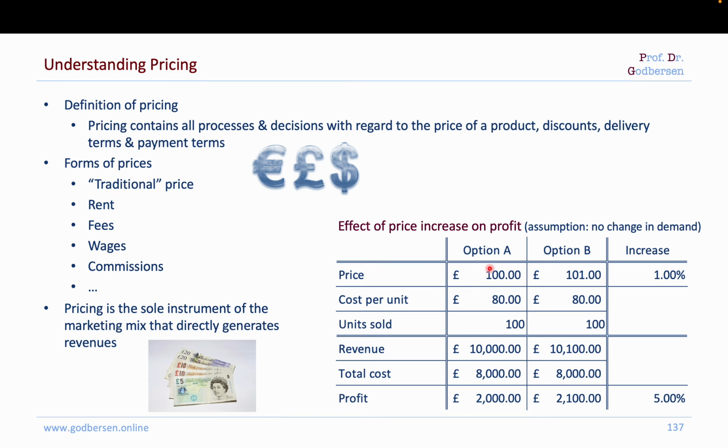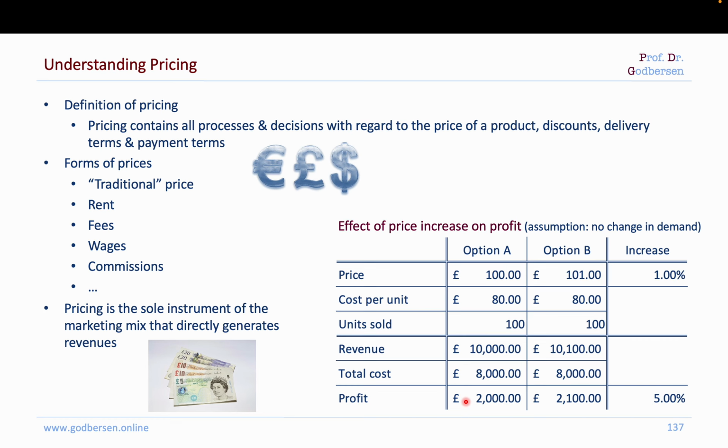Let's look at the options that we have here. Option A, we have a product we're selling for £100. Our costs are £80, and we're selling 100 units. That brings us £100 times 100, which is £10,000 revenue. £80 times 100 units that we produce gives us cost of £8,000. So we have a profit of £2,000.